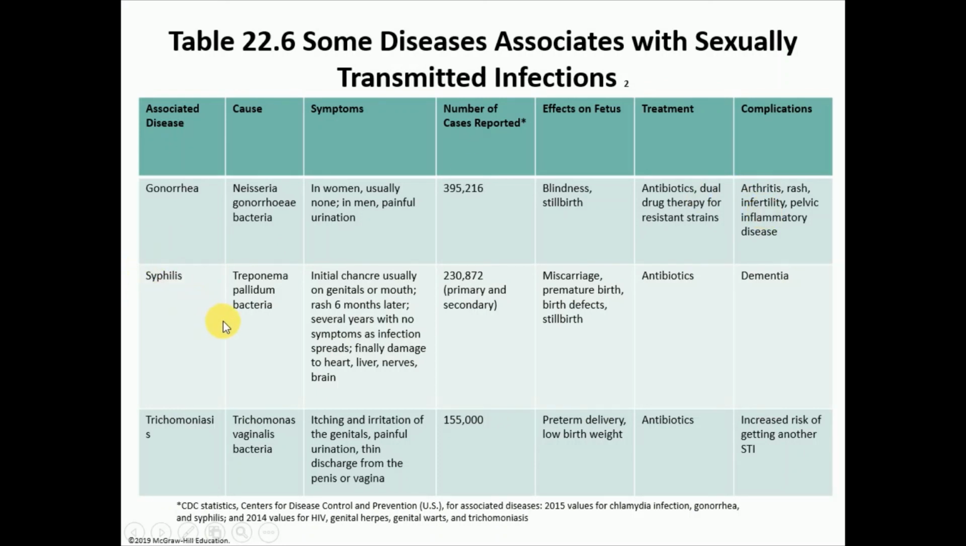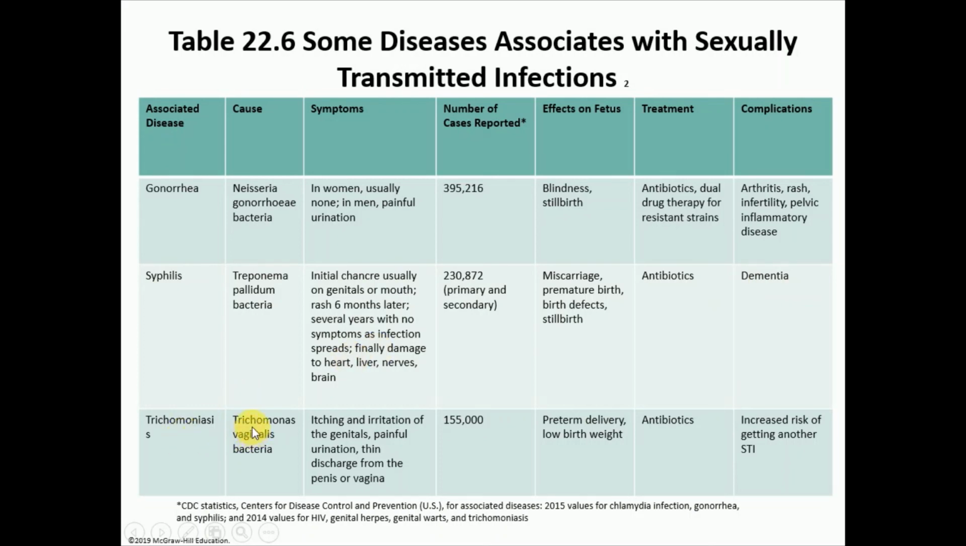Syphilis is caused by an organism known as Treponema pallidum bacteria. It has different stages, which if you take a pathology course or a bacteriology course, you'll go through. Some of the effects on the fetus: it could lead to miscarriages, premature deliveries, birth defects, or stillbirths. Because it's a bacterial infection, you can treat it by antibiotics. One of the complications of the third stage of syphilis would be dementia. So, early treatment by antibiotics could definitely prevent the dementia from occurring.